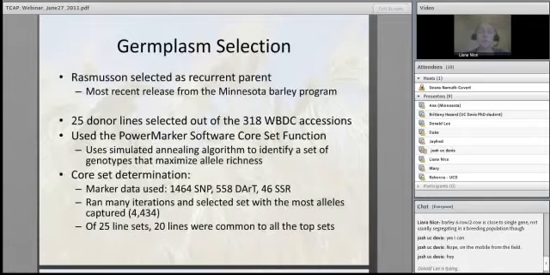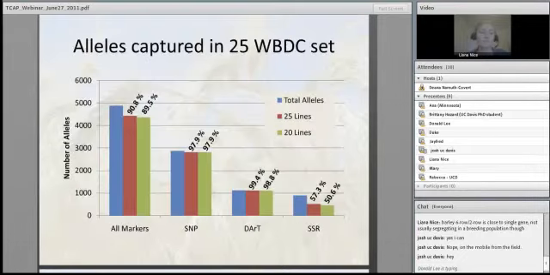So Rasmussen, as I mentioned earlier, was selected as a recurrent parent. It's the most recent release from the Minnesota Barley Breeding Program. And I also selected 25 donor lines via PowerMarker software. There was an algorithm that identified an optimal set that would maximize the allele diversity of those 25 individuals, and that was done using about 2,000 markers.